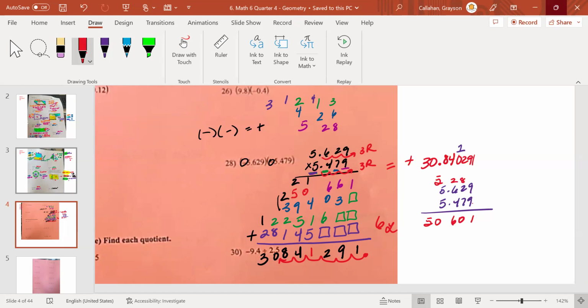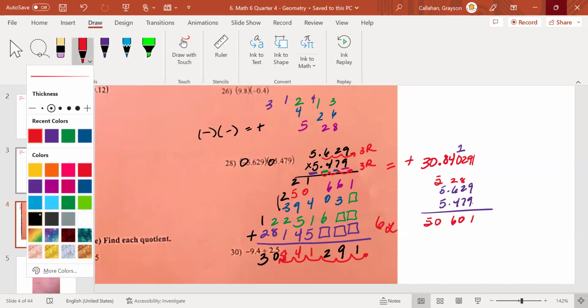Hold on, let's see. 7, 16, 21. Shouldn't that be a 5 then? No, but see, then that messes everything up though. Because there should be an 8 and that should be a 4. Okay, as long as you got the answer, that's totally fine. Let me just redo this again because I can't see what the mistake is. All right, let's just make sure everything is correct. 5.629 times 9.